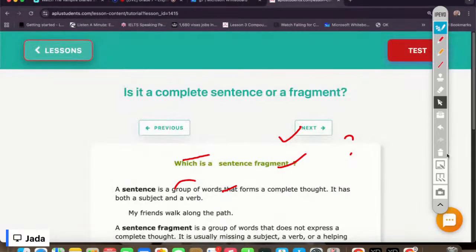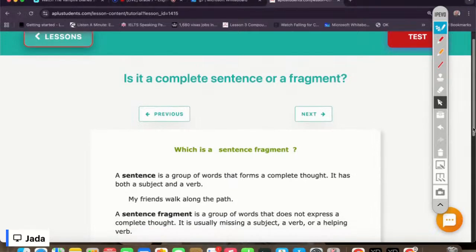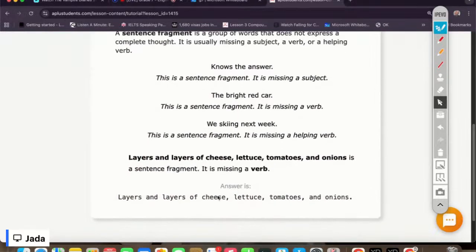So let's look at some examples. Which is a sentence fragment? Layers and layers of cheese, lettuce, tomatoes, and onions, because it is missing a verb. So it is a sentence fragment.